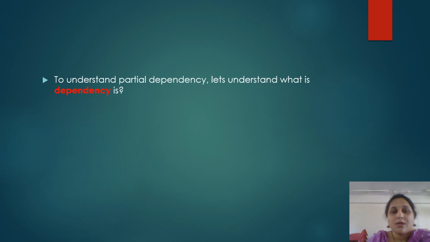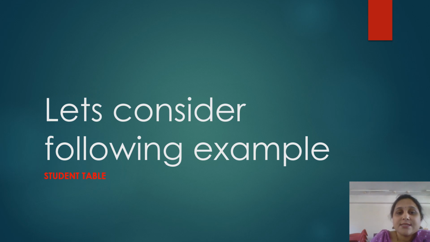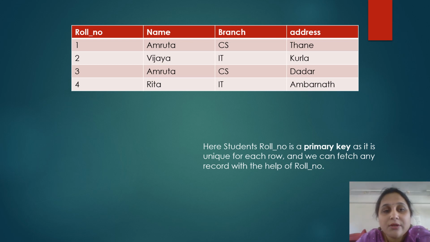To understand partial dependency, let's first understand what dependency means. Let's consider the following example, a student table. Here I have a table with columns roll number, name, branch and address. Here student roll number is a primary key, as it is unique for each row, and we can fetch any record with the help of roll number.